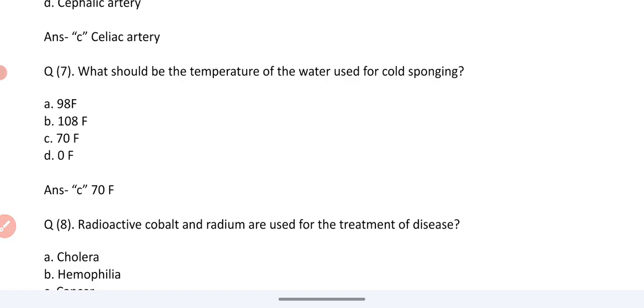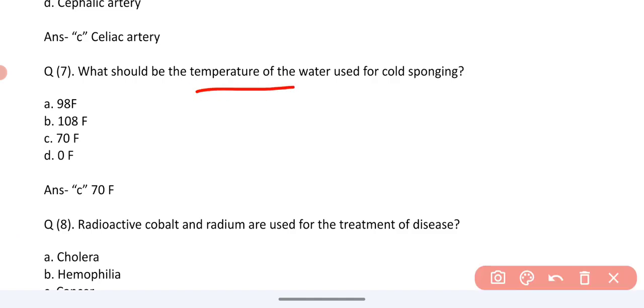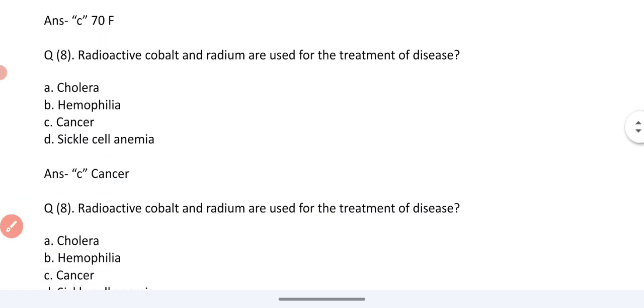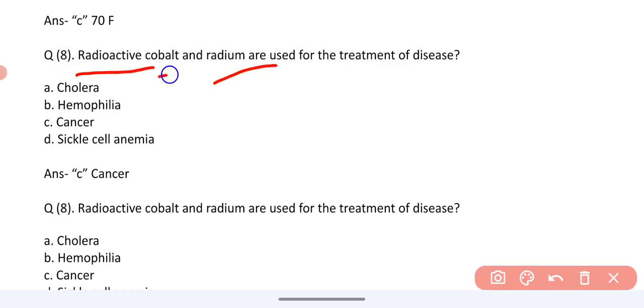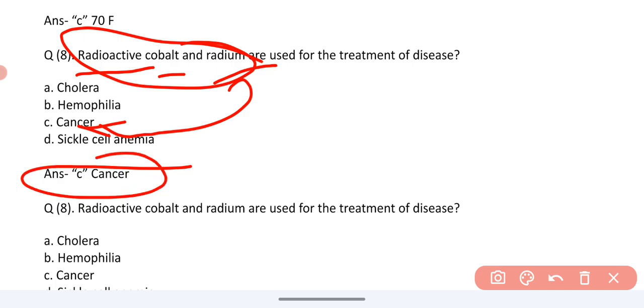Okay, fine. And the next one is question number 7. What should be the temperature of water used for cold sponging? Here the keyword is temperature of water for cold sponging, and it will take you to answer C, that is 70 degrees Fahrenheit. And the next question is question number 8. Radioactive cobalt and radium are used for the treatment of which disease? Whenever you come across radioactive, radium, cobalt, you have to think about what? Cancer. So these keywords will take you to option C, that is cancer.